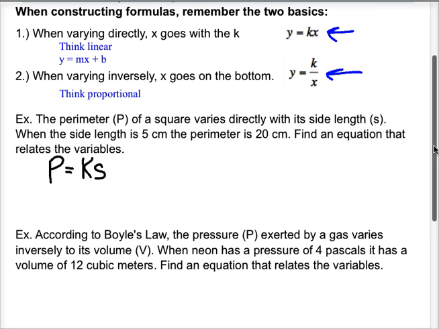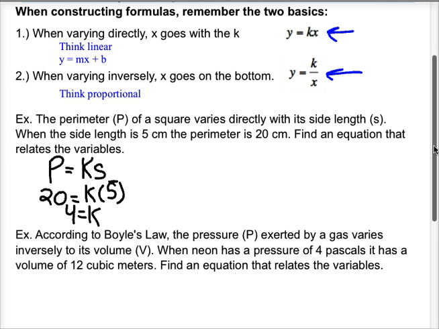When the side length is 5 centimeters, the perimeter is 20. All right, so I'm going to plug that in. So the perimeter is 20, and the side length is 5. Find an equation that relates the two variables. All right, well, I can use this to find the constant of variation. Because to find the constant of variation, don't I just have to divide by 5? So I can get that the constant of variation is 4.